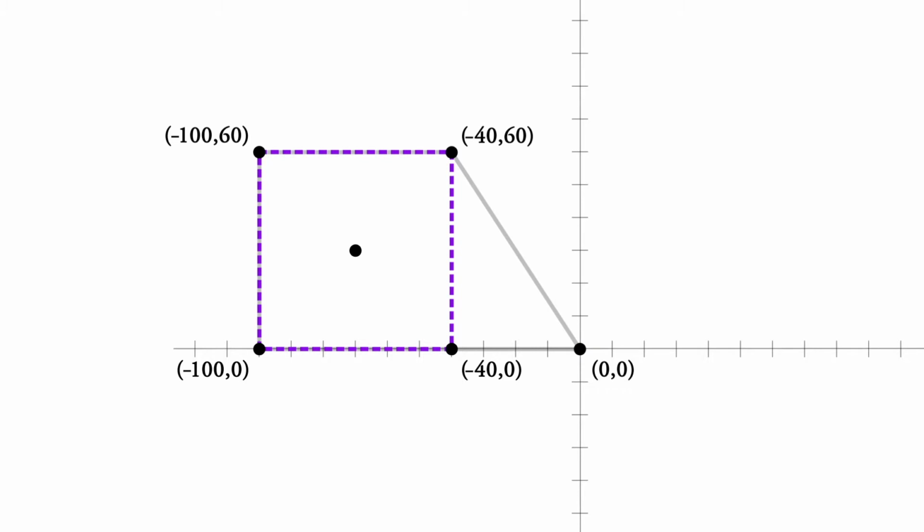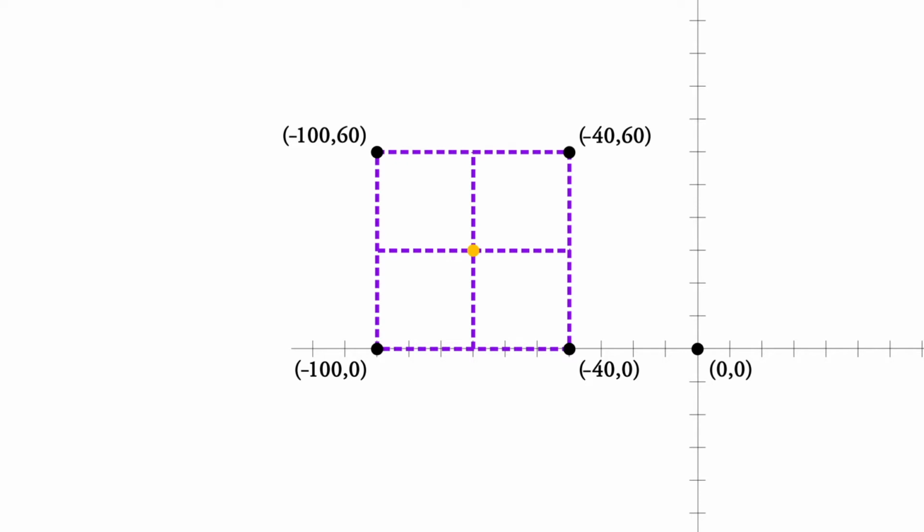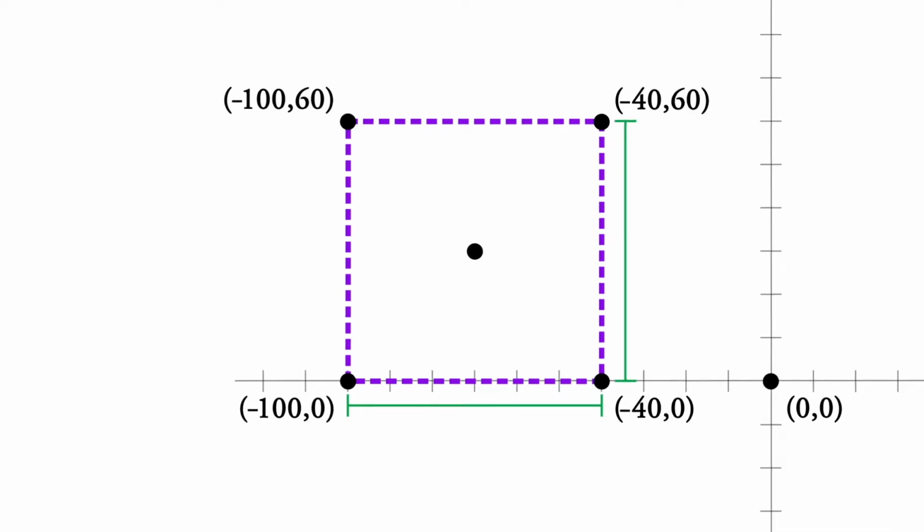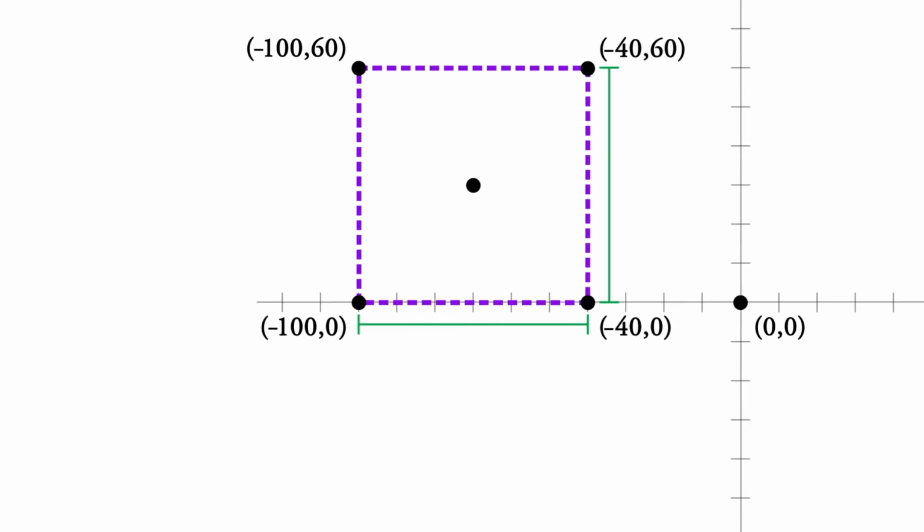Now, the first thing you might note is that we need to find the midpoint of the rectangle, and we can do that exactly like you think we can. We can take the average of two of the x values, and the average of two of the y values, and come up with the midpoint. So we can take negative 40 and negative 100, and find the average of the two x coordinates, which would be over here at negative 70.